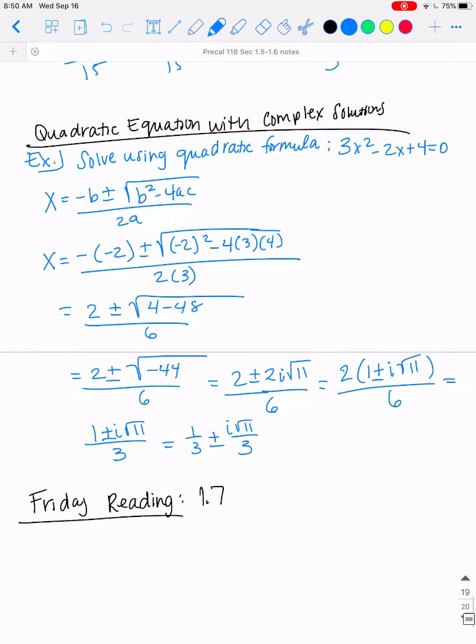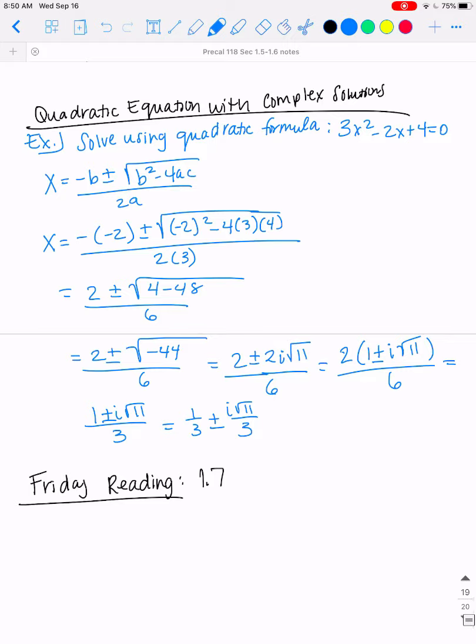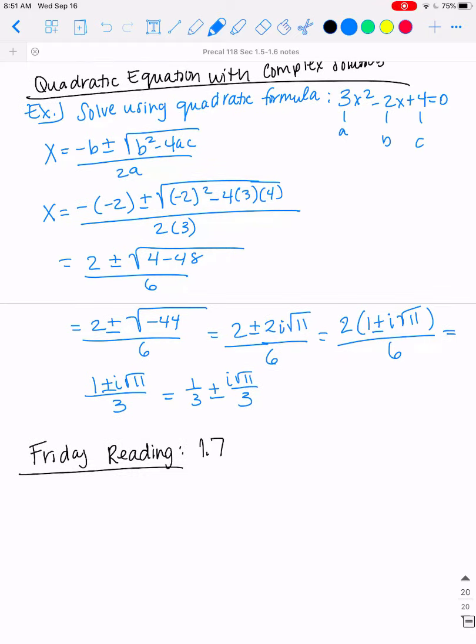So we're going to go ahead and do an example of a quadratic equation with complex solutions. Solve using the quadratic formula. We have 3x squared minus 2x plus 4 equals 0. You have the quadratic formula, and then we're going to plug in our values. So we have negative times negative 2, plus or minus the square root of negative 2 squared minus 4 times 3 times 4, over 2 times 3. So we get 2 plus or minus the square root of 4 minus 48 over 6. We have 2 plus or minus the square root of negative 44 over 6.